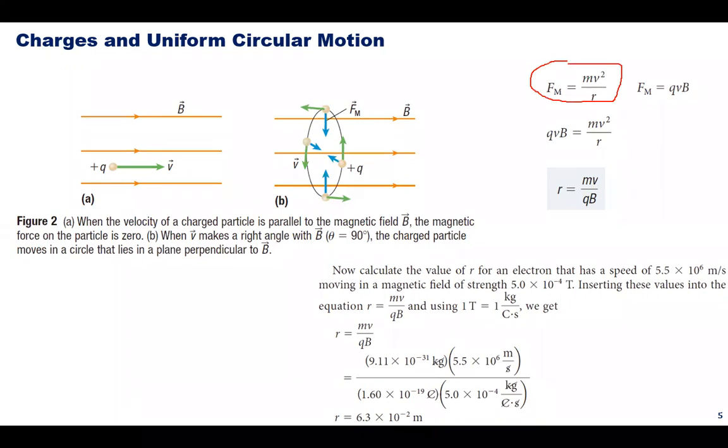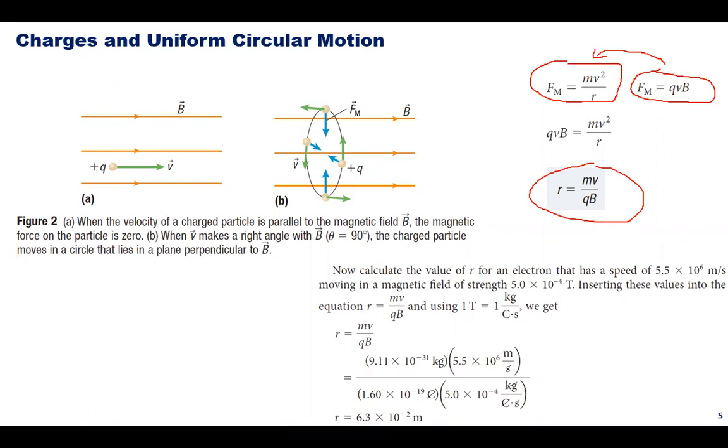The magnetic force is perpendicular to velocity, and sine 90 degrees equals 1. So we can insert Fm equals qvB, which is here, into this equation. This gives us qvB equals mv squared over r. So we can solve for r, which gives us r equals mv over qB.